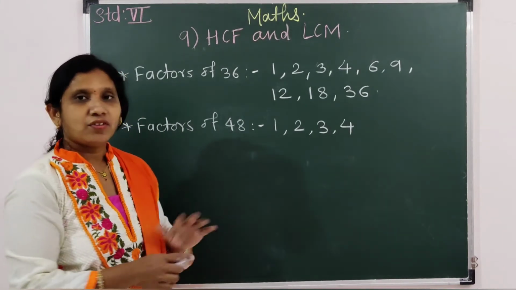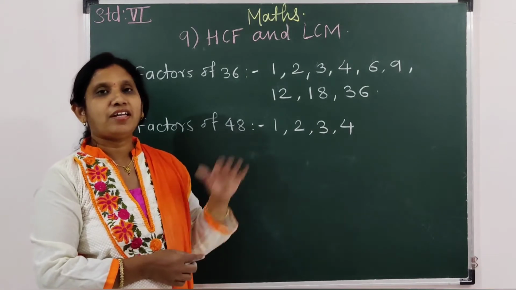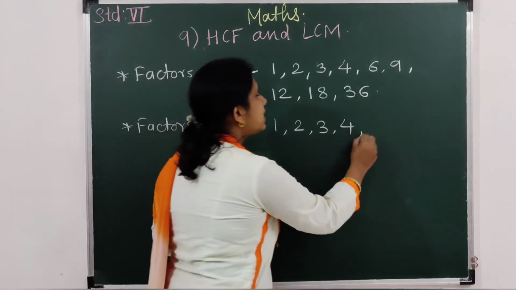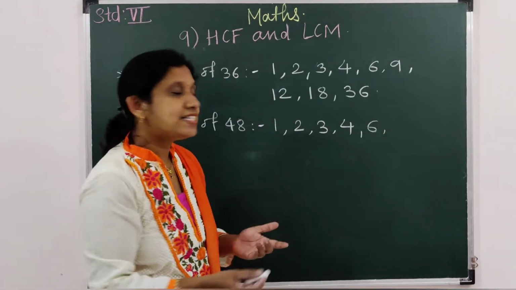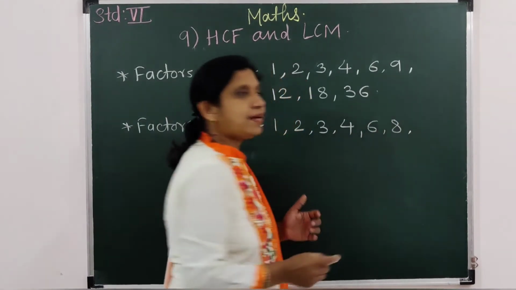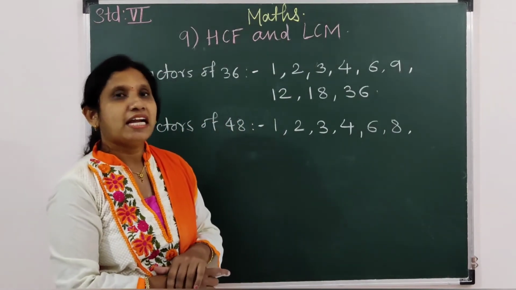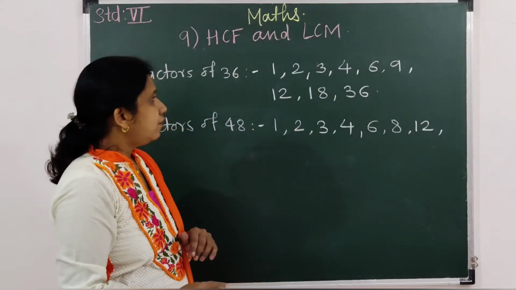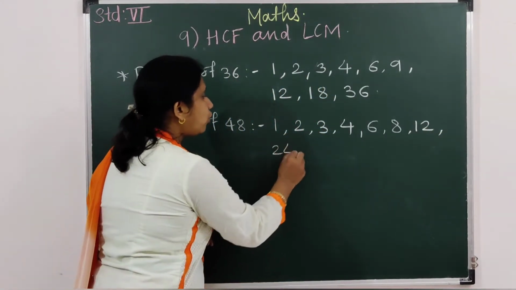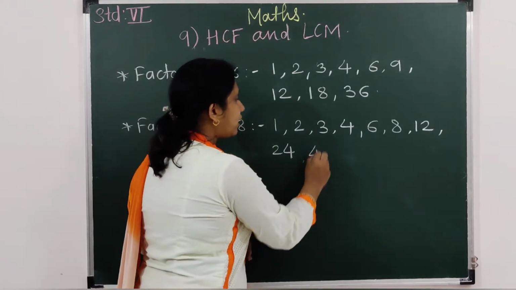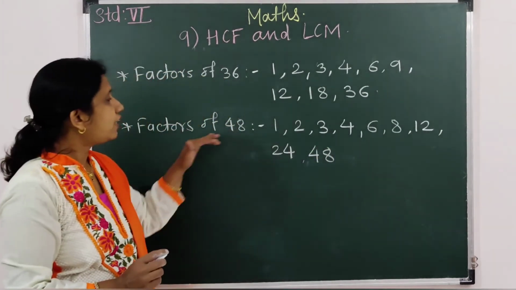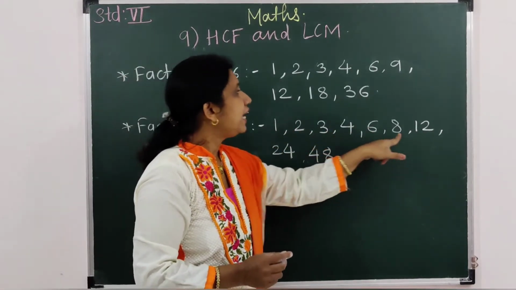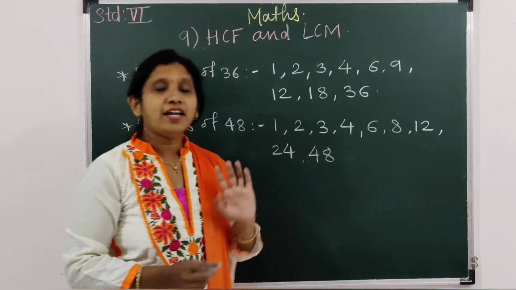Then 5, no 5 in the table of 5 number 48 is not there. Then yes 6. 6 8s are 48. 8 6s are also 48. In the table of 9 this number is not there. 10, 11 not possible. 12 4s are 48. Then 24 twos are 48 and 48 itself. So which all are the factors of 48? 1, 2, 3, 4, 6, 8, 12, 24 and 48.